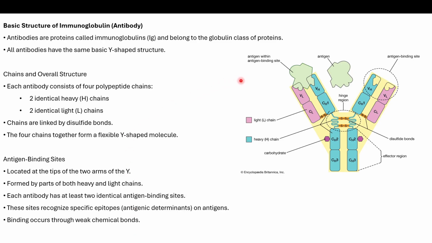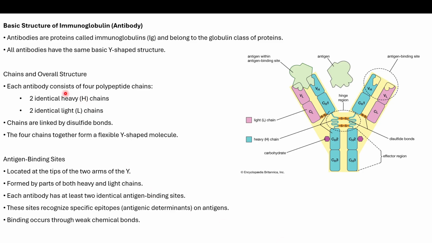Now, the basic structure of an immunoglobulin or antibody. Antibodies are proteins called immunoglobulins, abbreviated as Ig. Igs belong to the globulin class of proteins, and all antibodies have this basic Y-shaped structure. You see, this is the Y-shaped structure here. This is how an antibody looks.